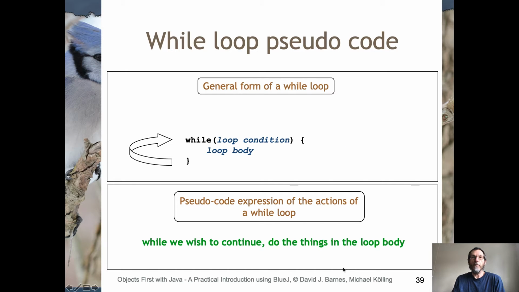And then once the loop body has been completed, we go back to re-evaluate the loop's condition to see whether it's still true, and if it is still true, then the loop body will be repeated again. That process continues until the loop's condition evaluates to false, and then we move on to whatever follows the while loop.